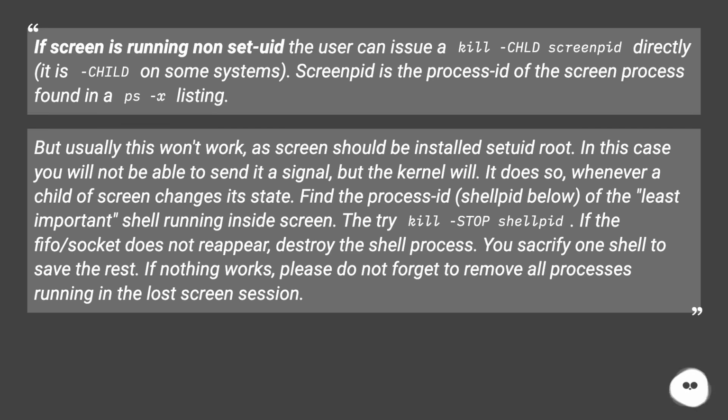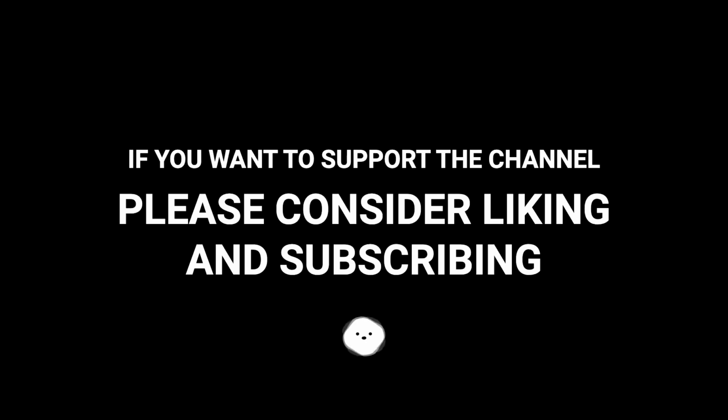Find the process ID, shell-PID below, of the least important shell running inside Screen. Then try kill -STOP shell-PID. If the FIFO socket does not reappear, destroy the shell process. You sacrifice one shell to save the rest. If nothing works, please do not forget to remove all processes running in the lost Screen session. Reconnect.